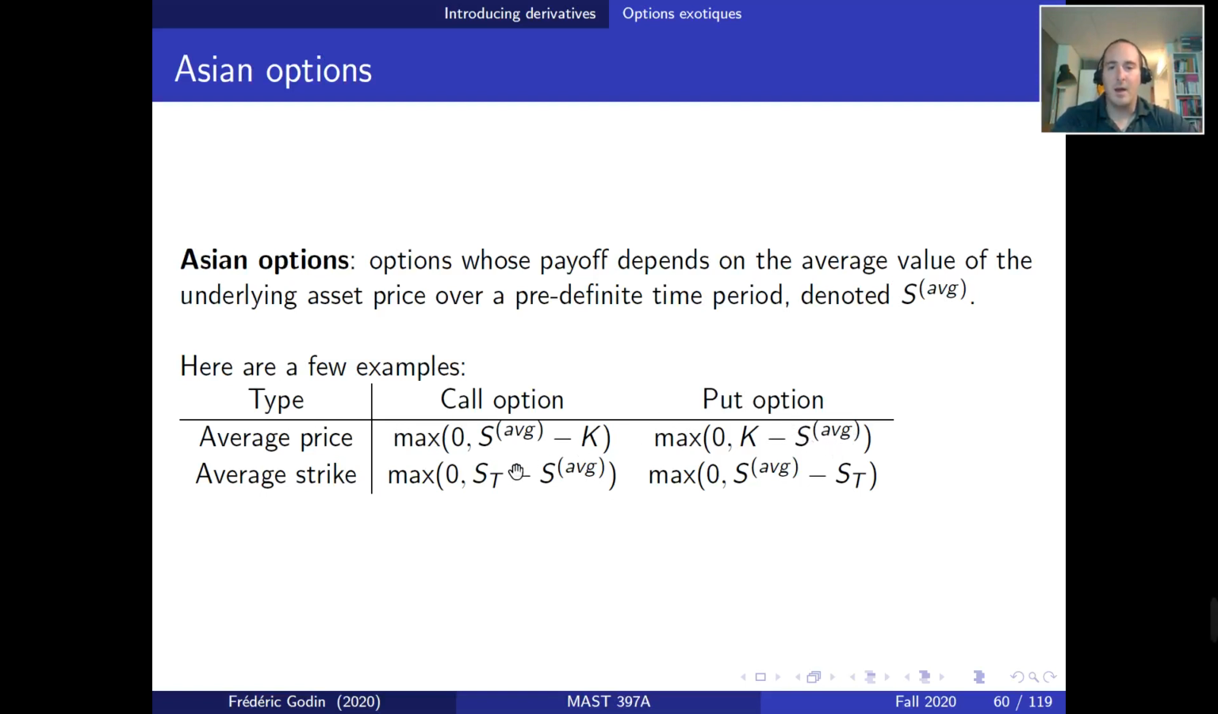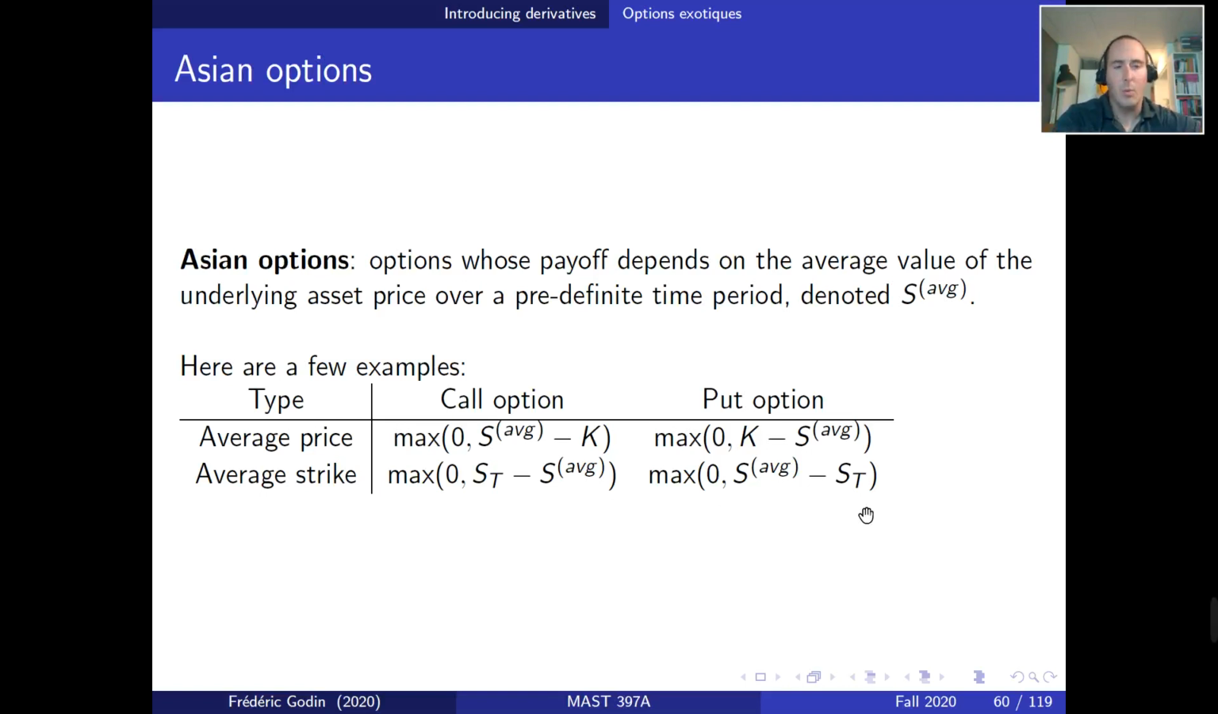So same thing for average strike. You still take the regular call option formula for the payoff, but instead of having a strike K, you replace K by the average. Okay, so for a call option, it's maximum between 0 and ST minus S average. So K is replaced by S average, and same thing for the put options. It's maximum between 0 and S average minus ST instead of being K minus ST.